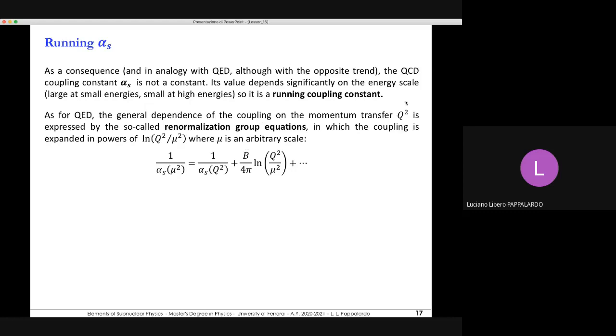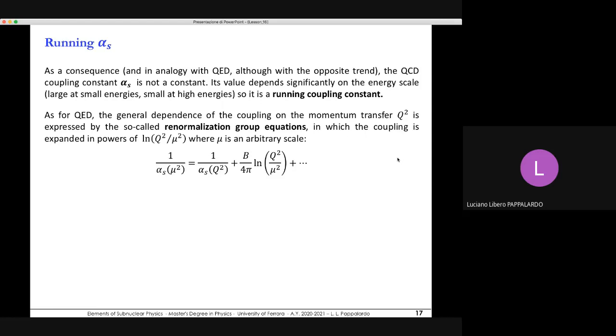And so, as we did for QED, also for QCD we can make use of the renormalization group equation to find a relation that gives you the value of alpha strong as a function of the transfer momentum Q square. One can make a power expansion in terms of the logarithm of Q square divided by mu square, where mu is an arbitrary scale. So 1 over alpha strong at this arbitrary scale is given by 1 over alpha strong at the Q square that you want to calculate, plus infinite terms in this power expansion.